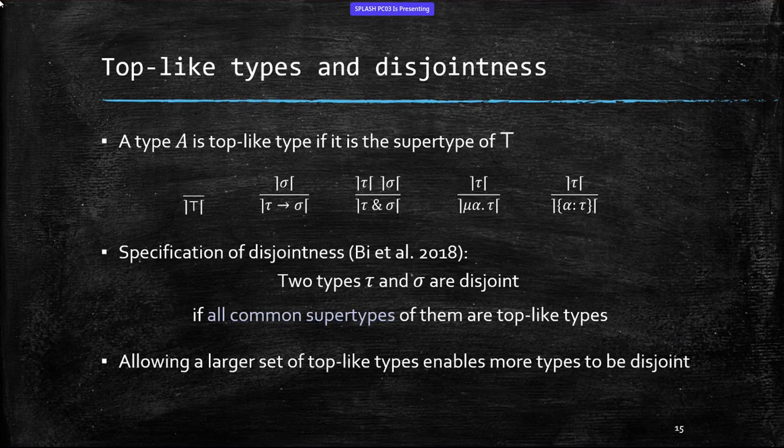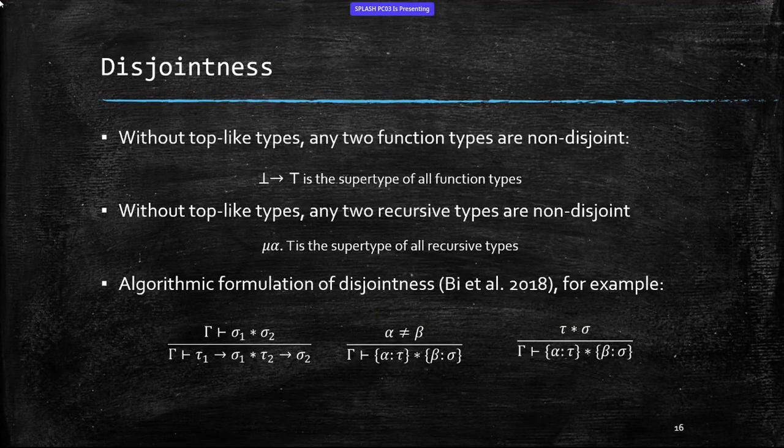We also define several top-like rules for all the types in this work, following the previous work, except that we add the top-like recursive types. Allowing a large set of top-like types enables more types to be disjoint. Because without top-like types, any two function types or any two recursive types are non-disjoint. Bottom to top is the supertype of all function types, and mu alpha dot top is the supertype of all recursive types.